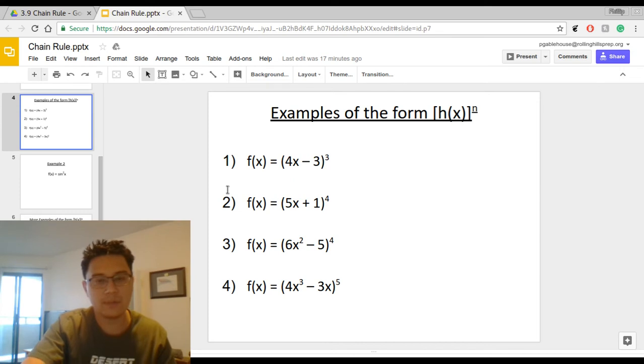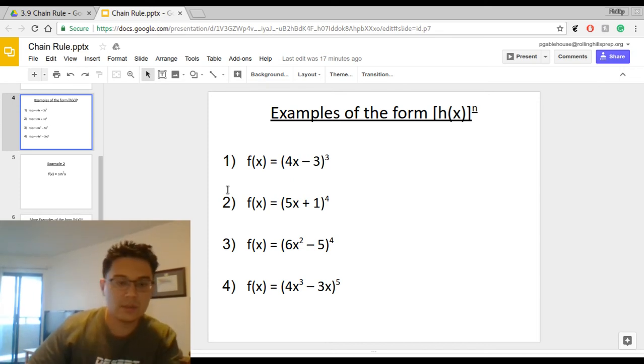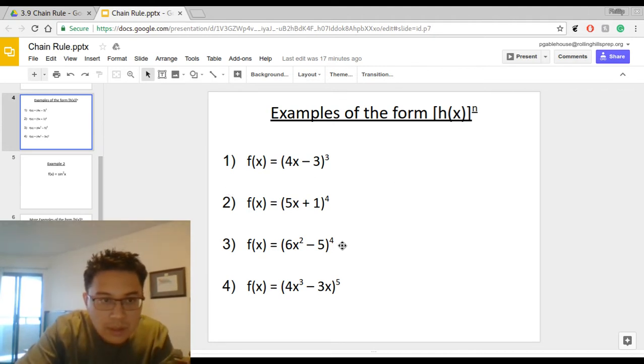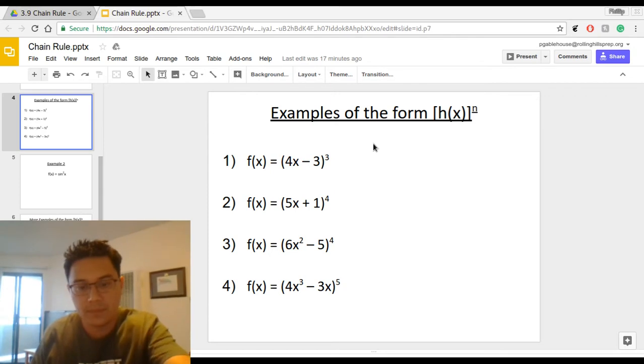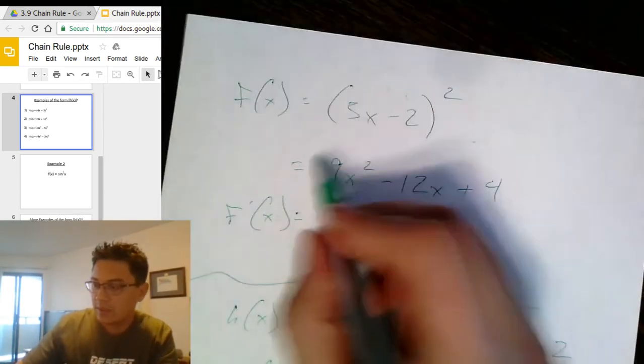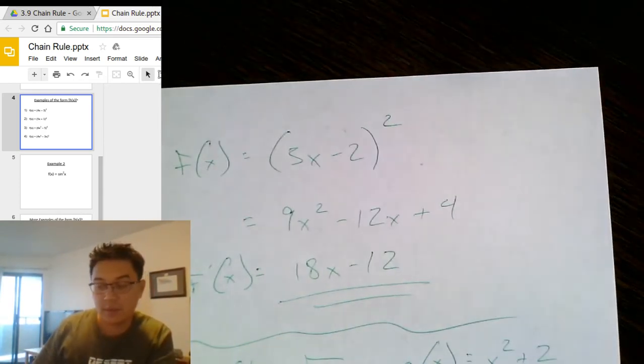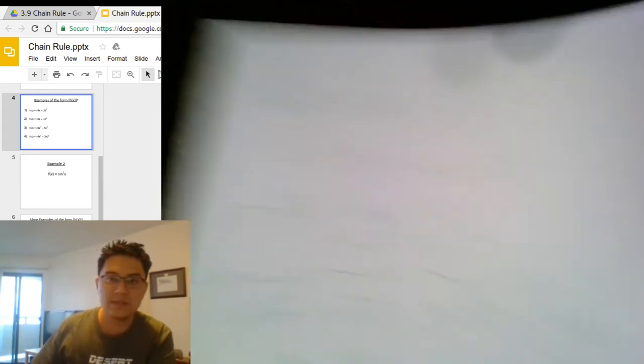So let's start off here. We've got 4x minus 3 cubed. Actually, do I have a cleaner one here? I really want one that I can multiply out. Hey, let's go back to that example that we had at the beginning here. So we had 3x minus 2 squared. All right, let's do that one. Theoretically, it works out to 18x minus 12. Let's see if that's true.